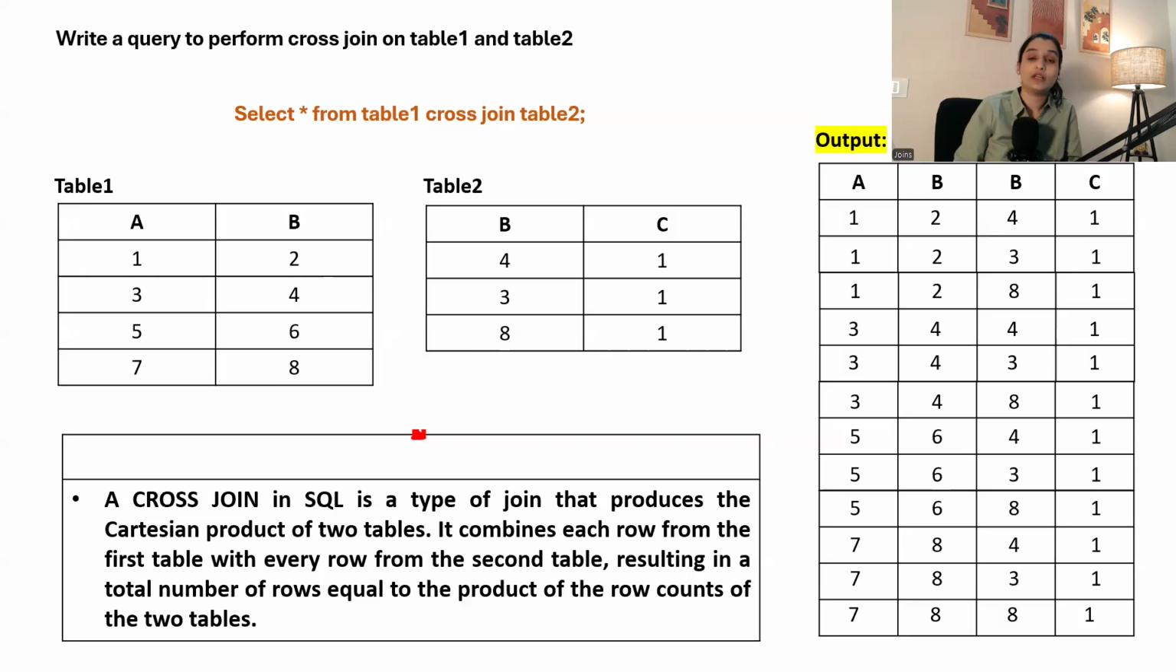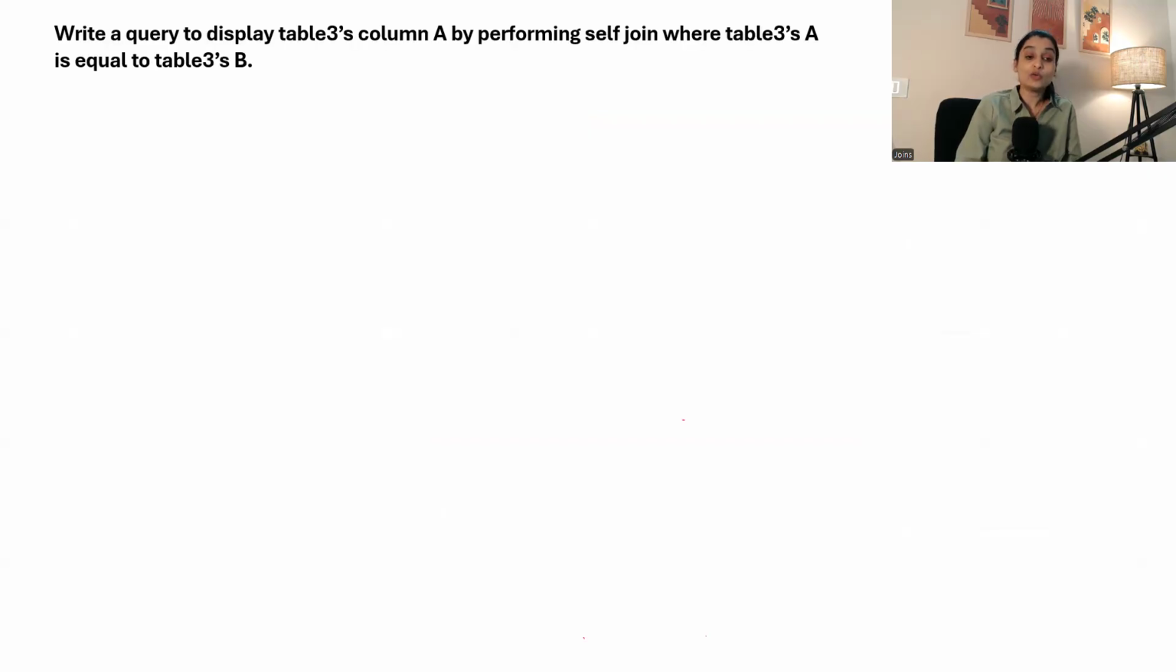Now, if you are thinking, ma'am, when to use this cross join, we will discuss it in the upcoming sessions. So this is how cross join works. I hope I am clear with the different types of joins we have discussed till now. Okay, so now the next type of join is the self join.